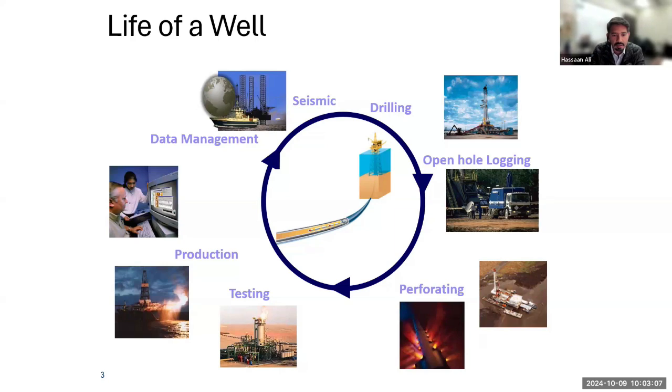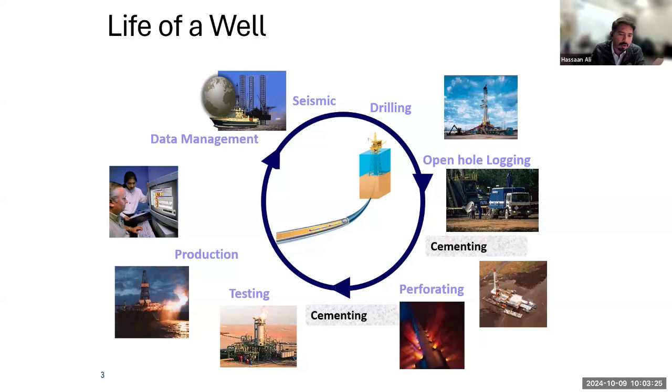And at the very end, once the well has stopped producing, we do what we call plug and abandonment, in which we effectively plug the well with cement and we try to remediate the surface so that it goes back to its original shape.